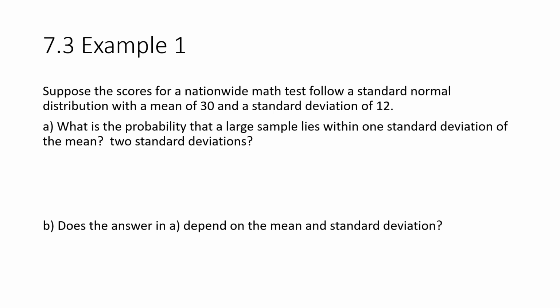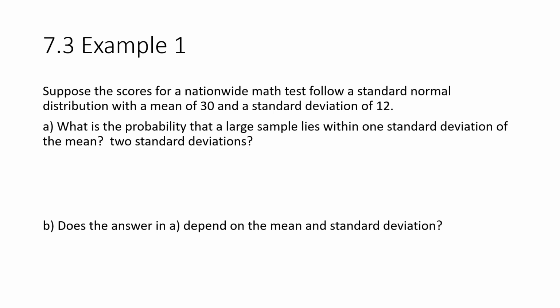Okay, let's look at 7.3 example 1 now. Here we're just going to do some more practice. These don't really require the z-score table because we're looking at 1 and 2 standard deviations, which you should already know from the graph I showed you earlier.